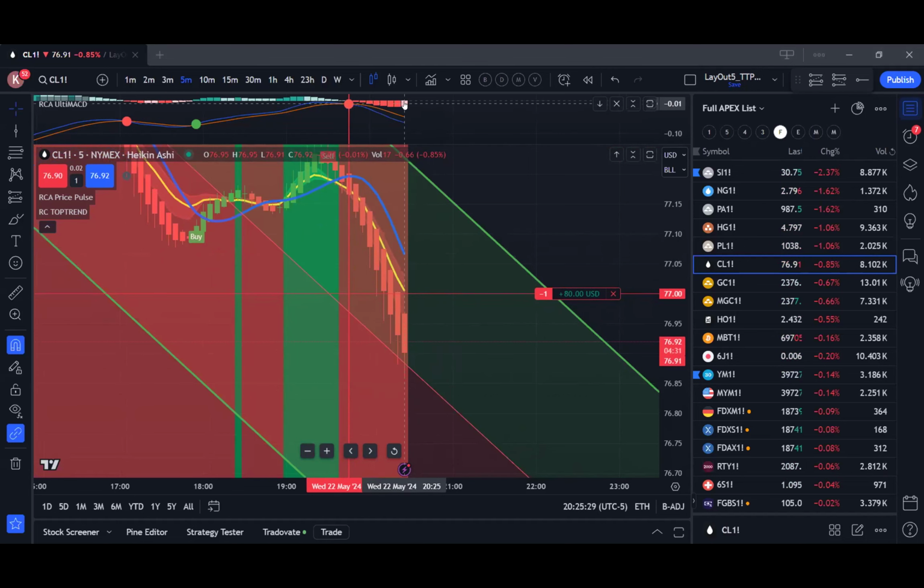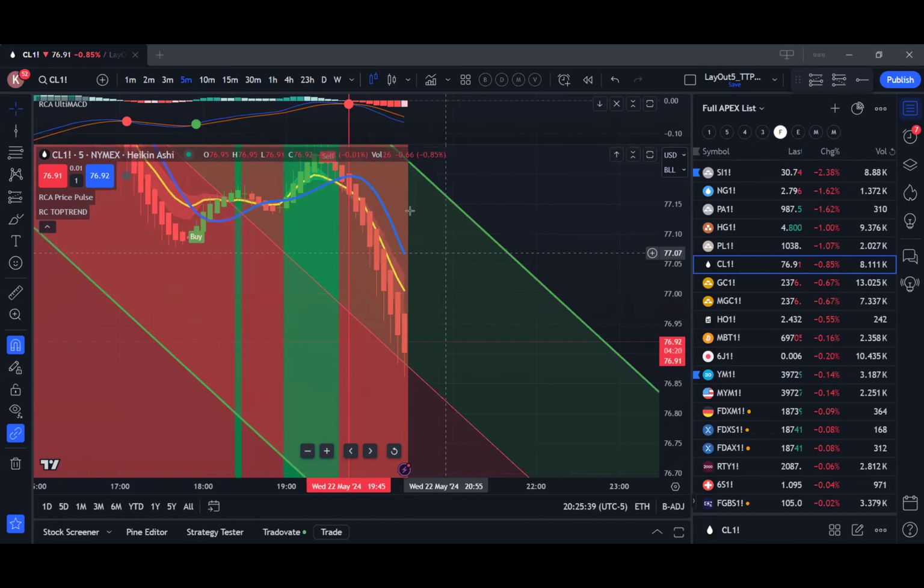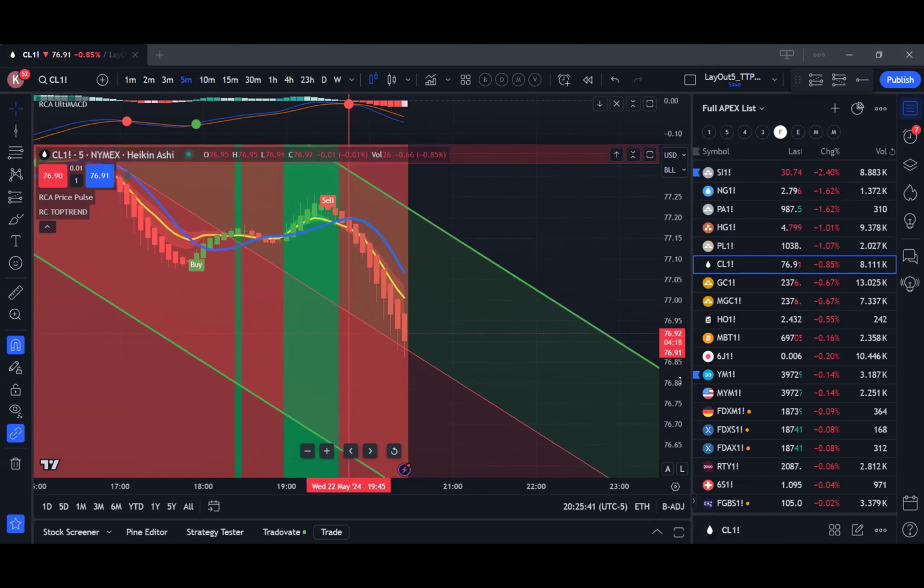So now again the line became a little white. So we can take profits here. So another $100 with crude oil.